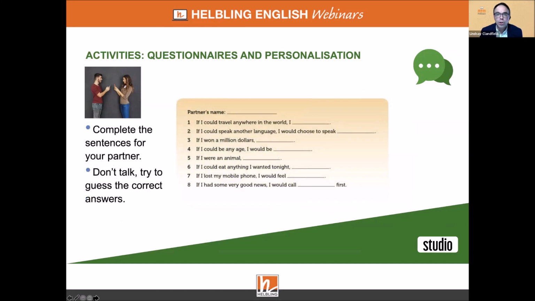Another one here is, if you look, you can see the sentences here. Just take a look at the sentences for a moment. It says, if I could travel anywhere in the world, etc. Normally in this activity, you complete this for yourself. So a normal way of doing this activity is to complete the sentences and then read them to a partner. Another fun way of doing it, and I've used it a lot in my books, is you write your partner's name and you complete the sentences for your partner, but without talking to the partner.